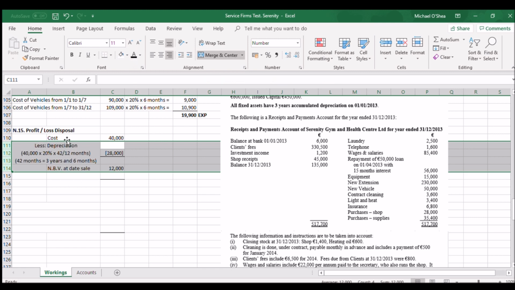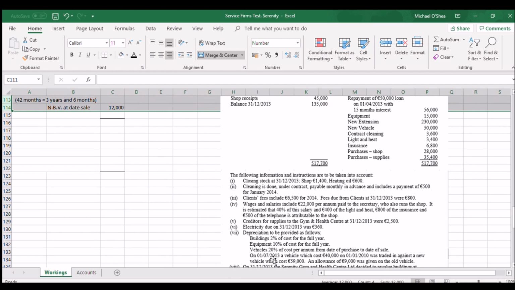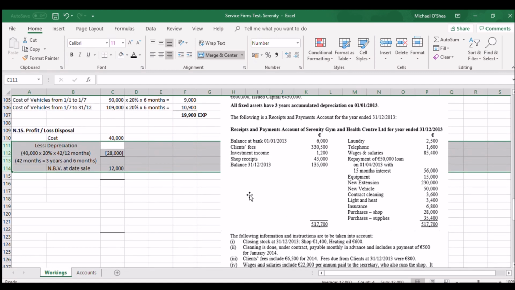Or you could do it this way. You could have your cost, 40,000, depreciation amount, 20%, and 42 divided by 12 months, which is basically 3 years and 6 months. So 1 year is 12 months, 2 years is 24, 3 years is 36. So 36 months is 3 years, another 6 months because we had it from the 1st of the 1st to the 1st of the 7th, which is 6 full months. So 36 and 6 is 42. So 40,000 cost multiplied by 20% depreciation figure multiplied by 42 divided by 12 months gives me 28,000.